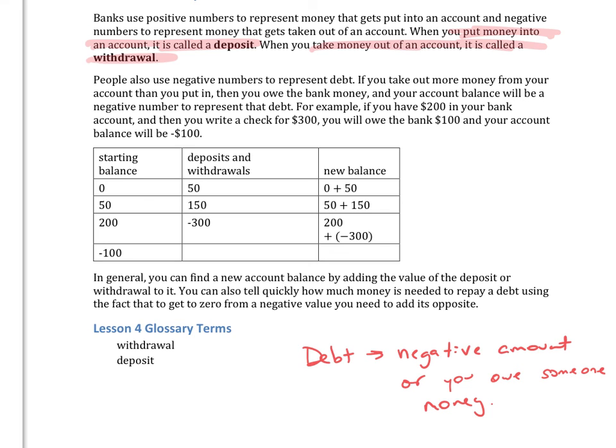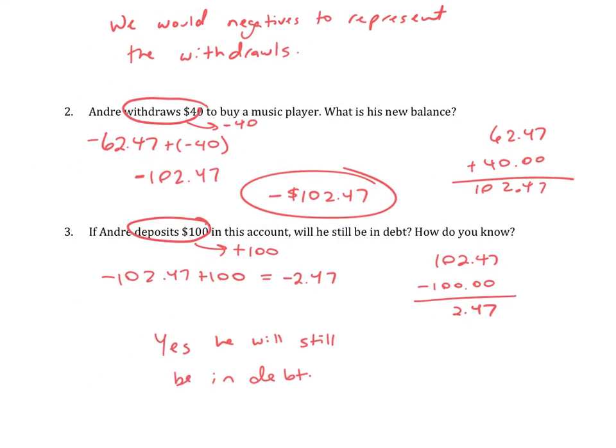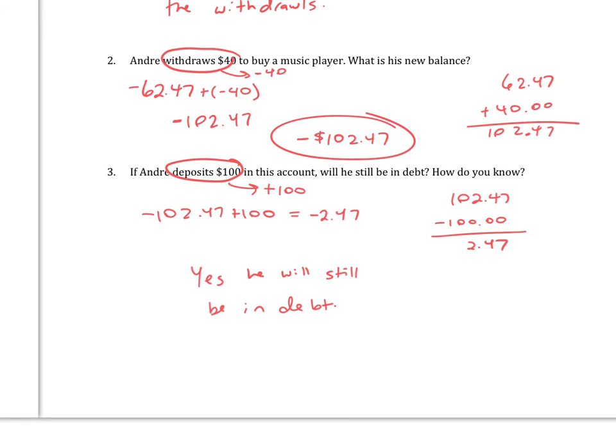Also remember you can use the additive inverse to quickly find out how much money is needed to reach a balance of 0. In the previous problem, Andre was still in debt for $2.47. So in order to reach a 0 balance, he would have to add an additional amount of $2.47.